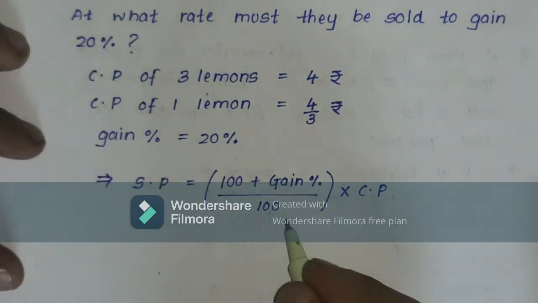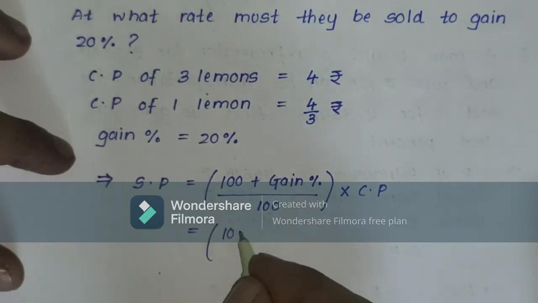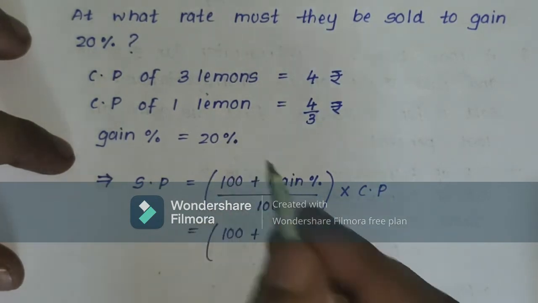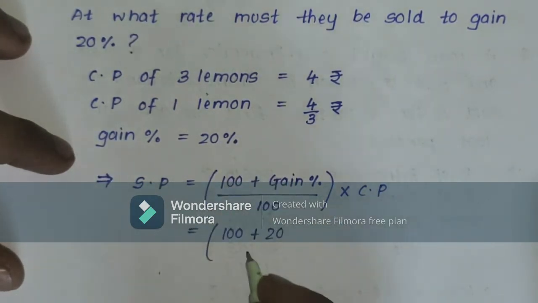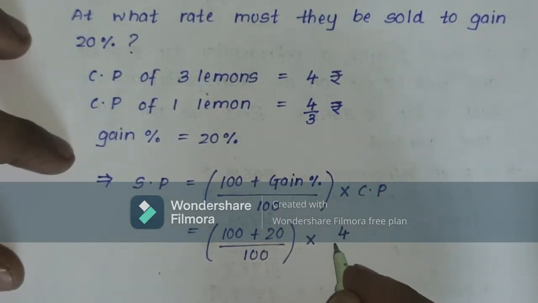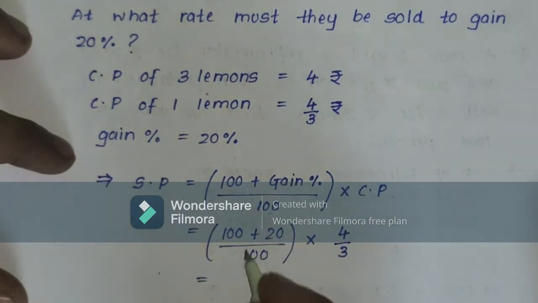So let us substitute the value now. You have 100, and you have a gain percent, how much? 20%. So you will write down 20 upon 100. What is the CP you got? That is 4 by 3. Now you know very well, when you simplify this fraction, it is 120 by 100.